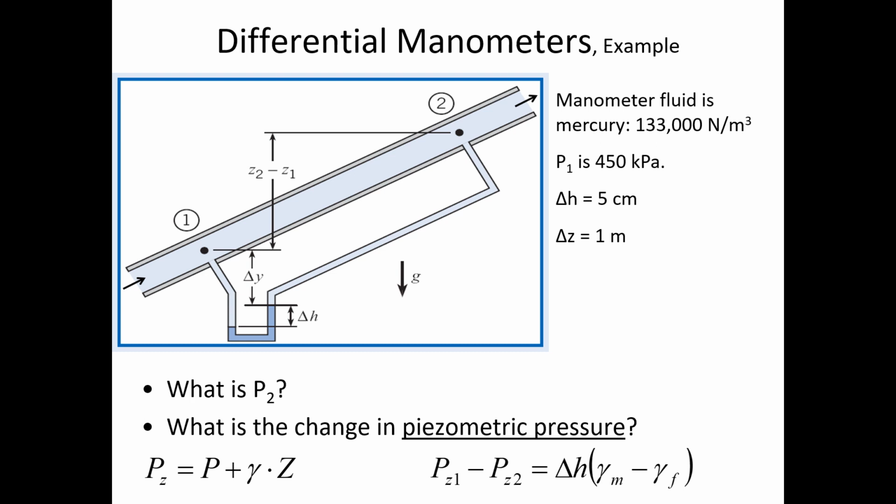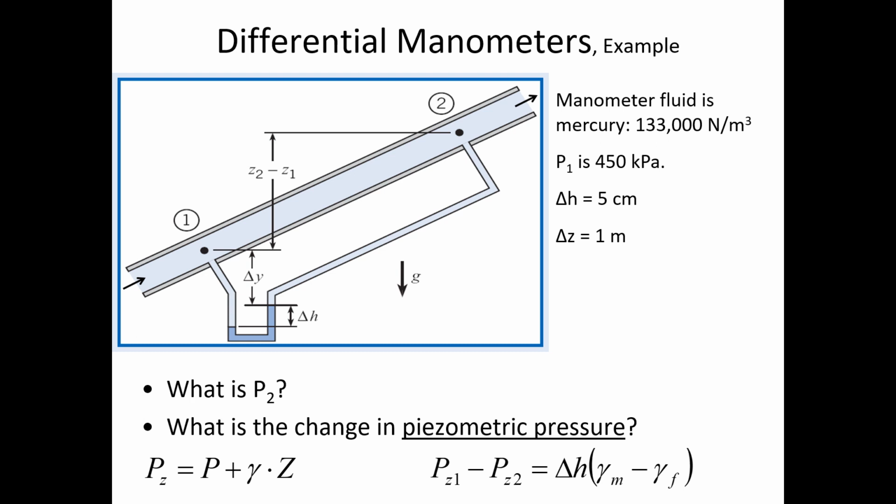All right, so we're going to start where we know something and work towards the unknown. That's a problem-solving strategy I've mentioned on a couple of previous equations. Start where you're given a pressure and work towards the unknown. So P1 is known, given as 450 kilopascals. I'll do the numerical substitutions later. For now, I'm just going to write symbolically what is the pressure at 2 in terms of the pressure at other locations. So P1 plus delta Y times the unit weight of water.